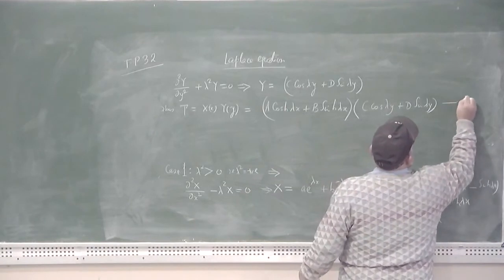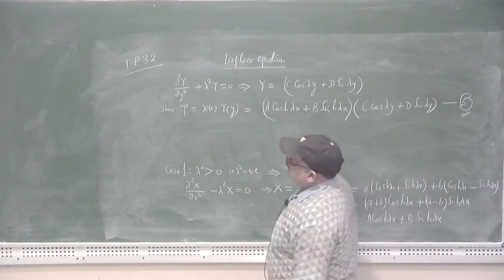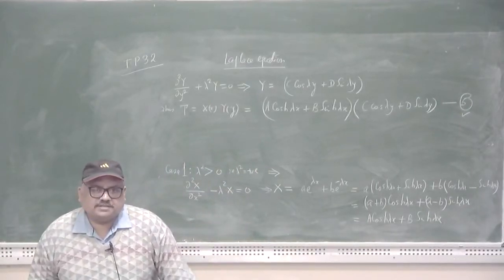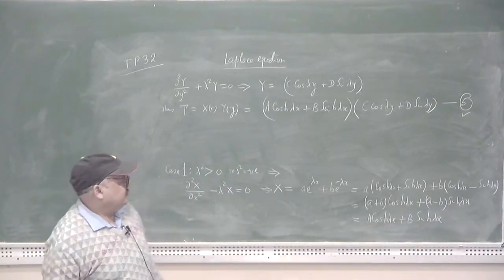Let it be equation number 5, the first solution, assuming lambda square greater than 0.